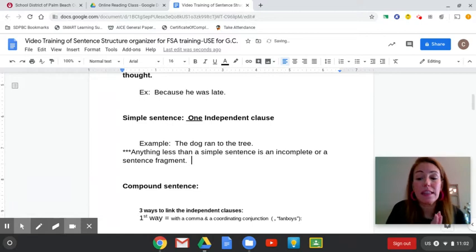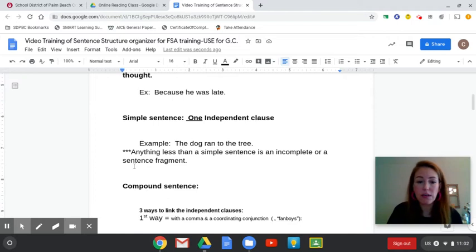You cannot have anything less than a simple sentence. If you have anything less than that, it's an incomplete sentence or a sentence fragment, which is improper English. It would not be a proper sentence at all. So that's important to know about a simple sentence.